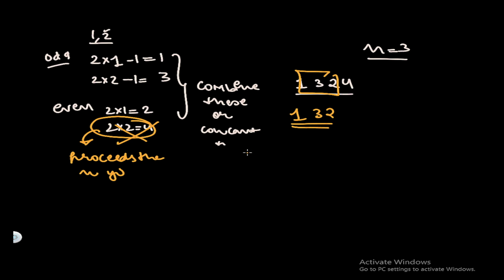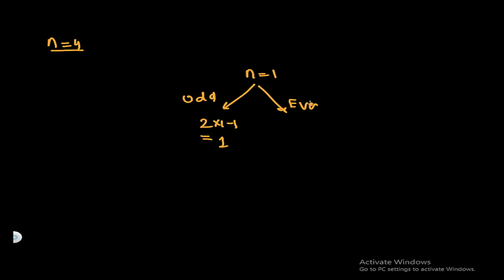Okay, now let's try to analyze one more example. Let's say that we have to find a beautiful combination for n is equal to 4. Initially, let me just make a graph. For n is equal to 1, for odd I would have 2 into 1 minus 1, which is equivalent to 1. For even I would have 2 into 1, which is equivalent to 2. The length of this particular sub answer is 2, which is less than or equal to 4.